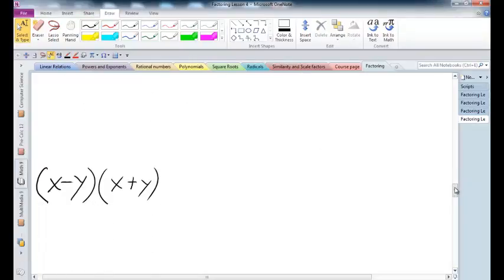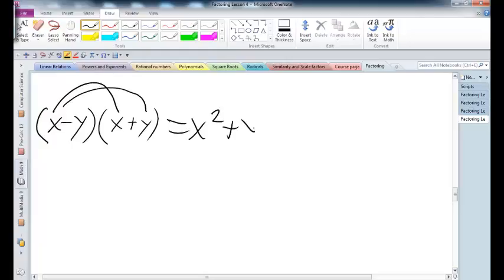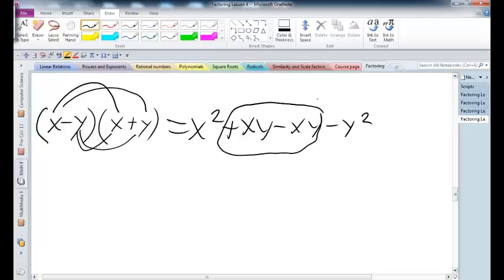Our third special product looks like this. If we distribute this out, you can see we get x squared plus xy minus xy minus y squared. And because these two terms cancel each other out and equal 0, we're left with x squared minus y squared. That's a very recognizable pattern. It's called a difference of squares because you have one perfect square minus another perfect square. Let's factor a few of those.